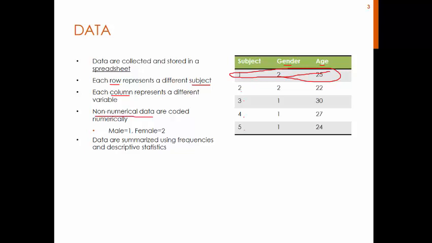Non-numerical data for categorical variables like gender, we often code in our spreadsheets. And it's important that we remember how we code them. So we have male equal 1 and female equal 2. So this first person is a male aged 25. The fourth person is a female aged 27. And then we can take this spreadsheet and summarize the data with frequencies and descriptives.